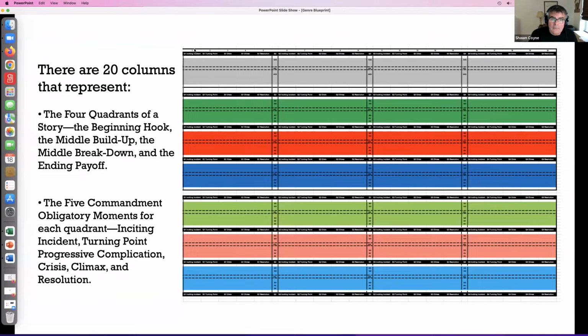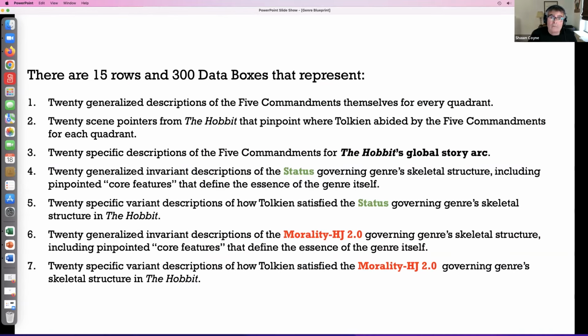All right, cool. So what we've got is 20 across, and we've got 15 down. There are 15 rows on this hypergrid. And there are 300 data boxes inside that are going to explain in the greatest detail and highest resolution you can imagine how Tolkien solved all these problems. Tolkien had to put 5 commandments in all of his quadrants, and he did it brilliantly.